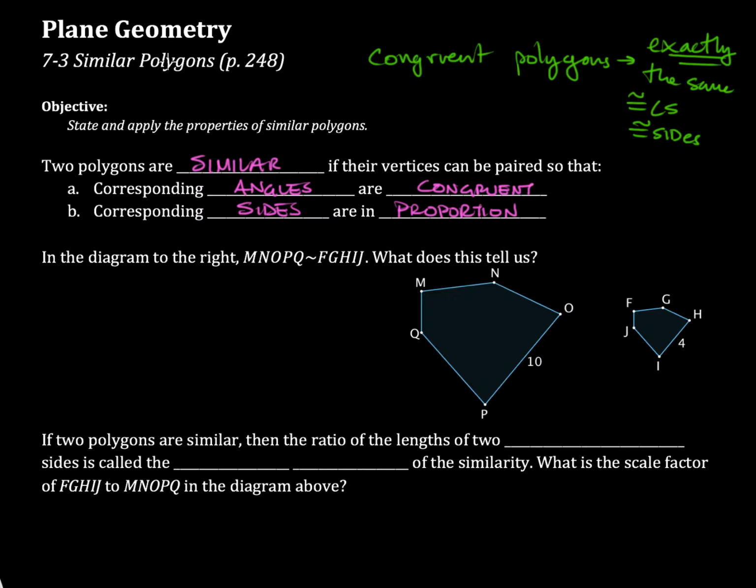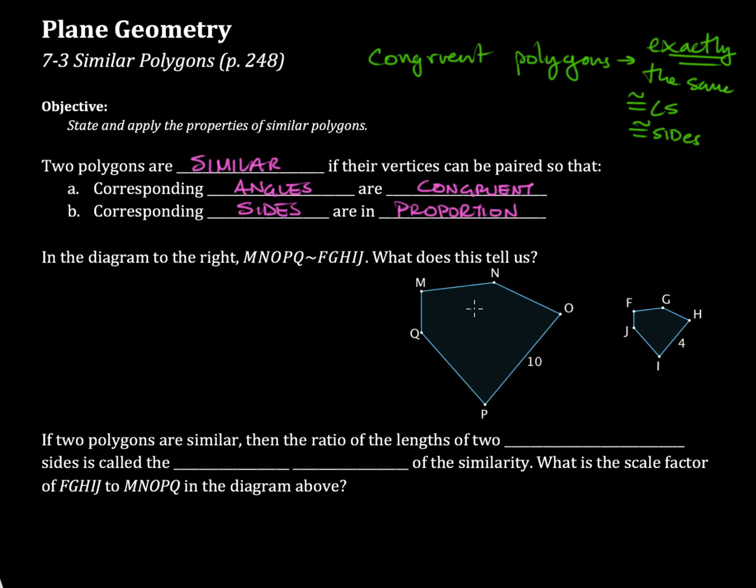Similar polygons are almost congruent, but not quite. And you'll see what I mean in just a second. The definition of similar polygons: two polygons so that all the corresponding angles are congruent. So you can see we have part of the definition of congruent polygons happening here. Similar polygons have corresponding angles that are all congruent, but their sides are not necessarily congruent. They are in proportion.